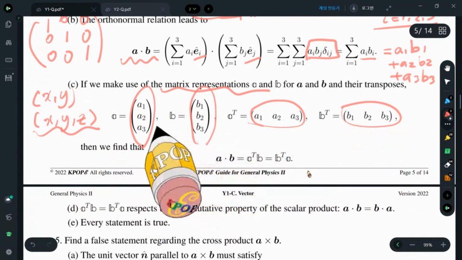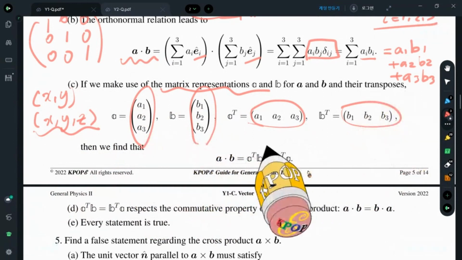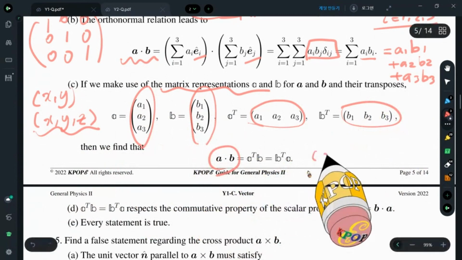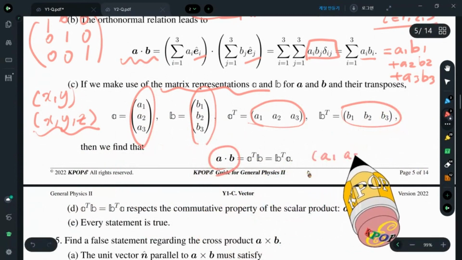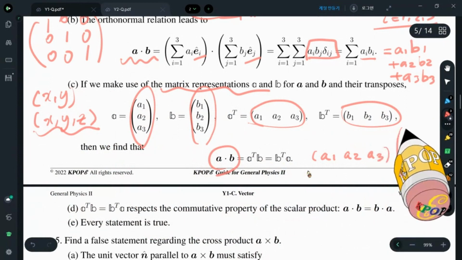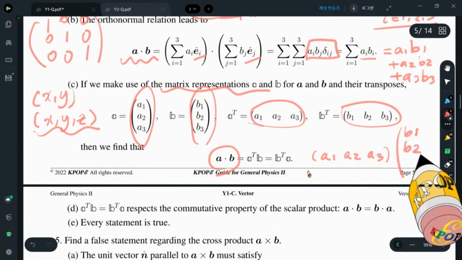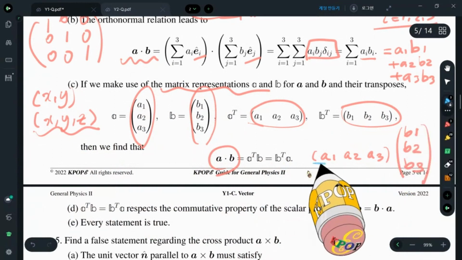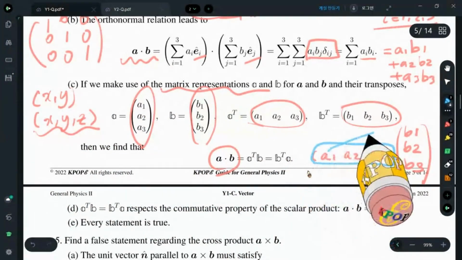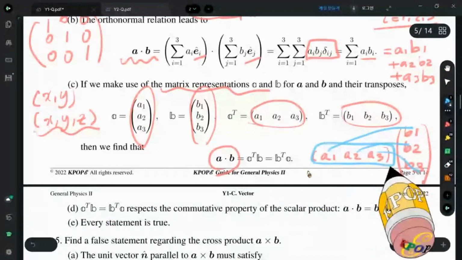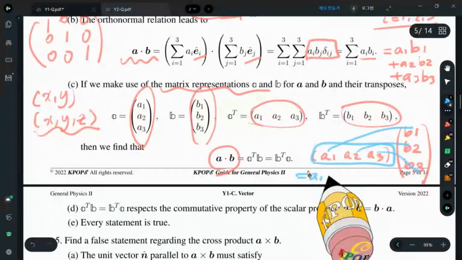In that case, the scalar product A dot B can be represented by a simple multiplication of these two matrices. The product of two matrices is defined in such a way that the first, second, and third are multiplied and added together.